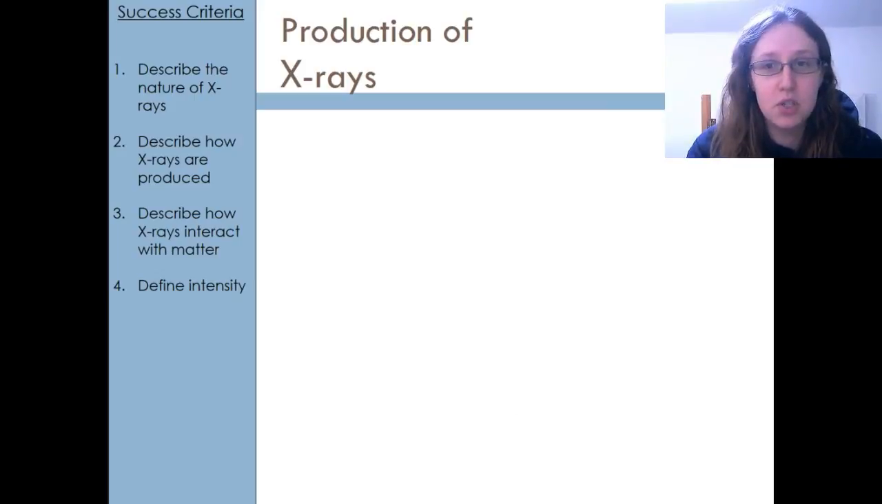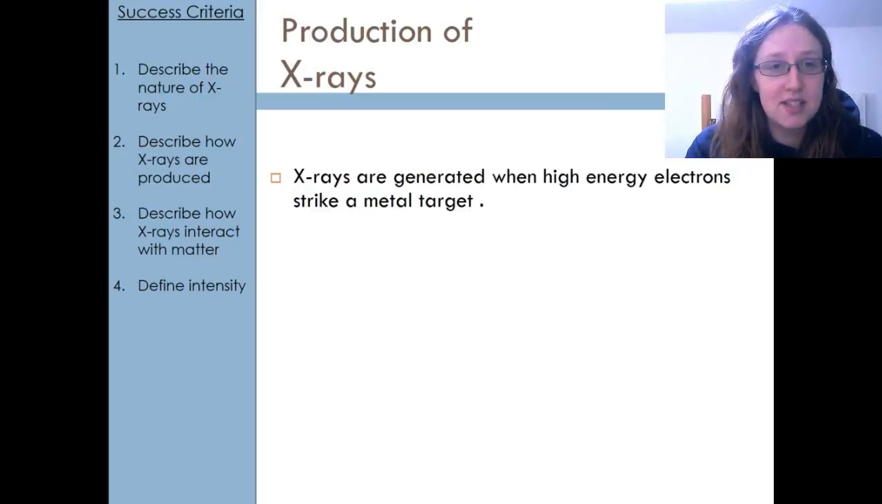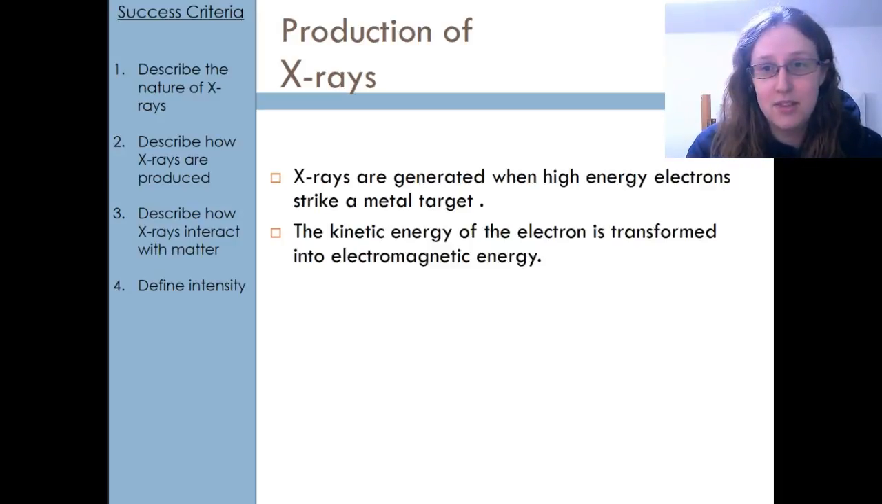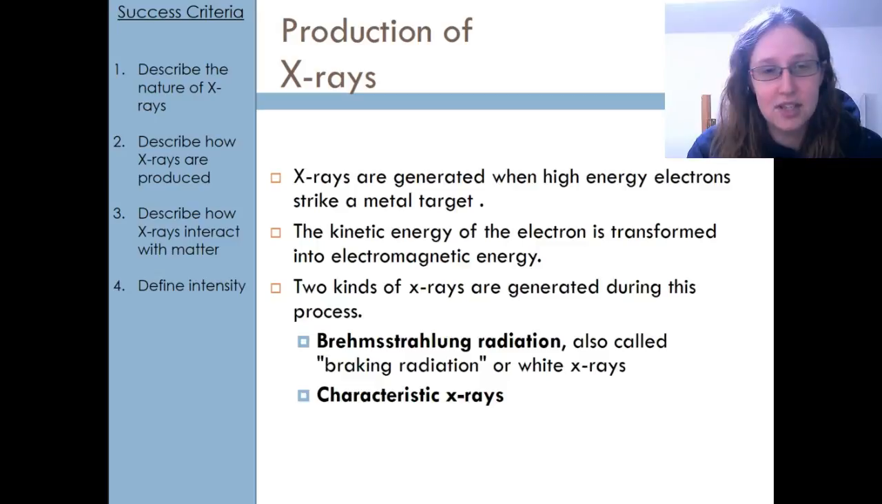So, how do we produce X-rays? Basically, we take a high energy electron and smack it into a piece of metal. The electron's kinetic energy then gets transformed into electromagnetic energy, and it generates two different types of X-rays. The first are called Bremsstrahlung radiation, or braking radiation, or white X-rays, and the second type are called characteristic X-rays. Now I'm going to tell you a little bit about these two types.